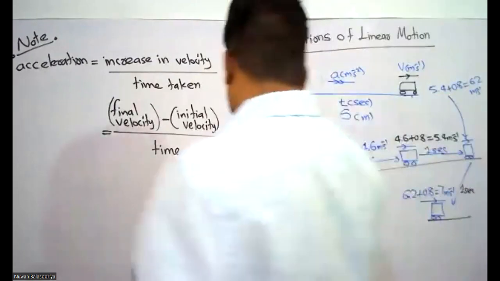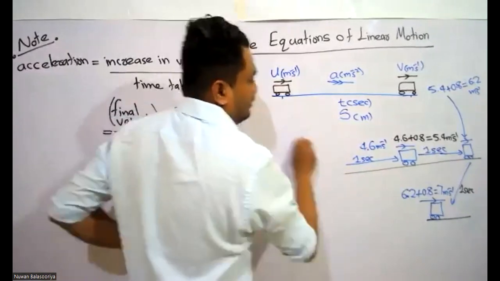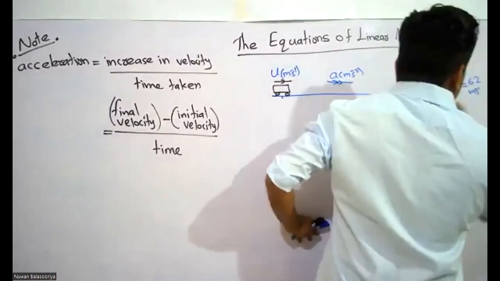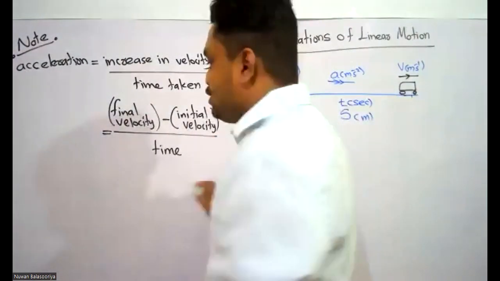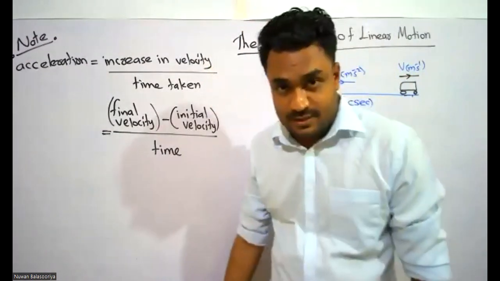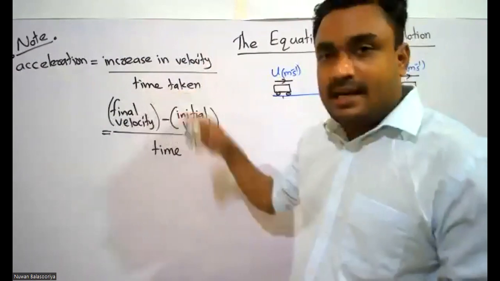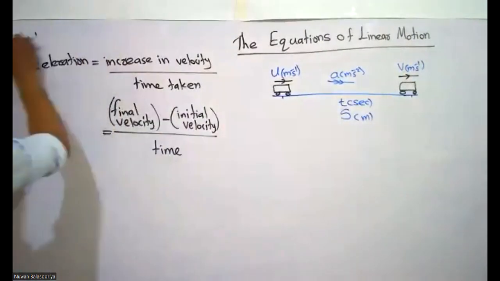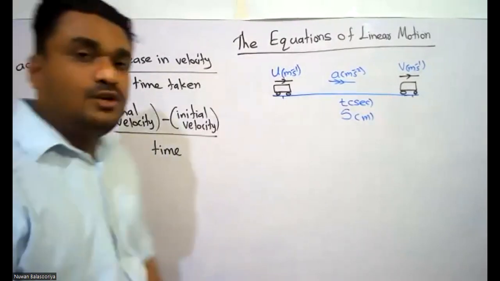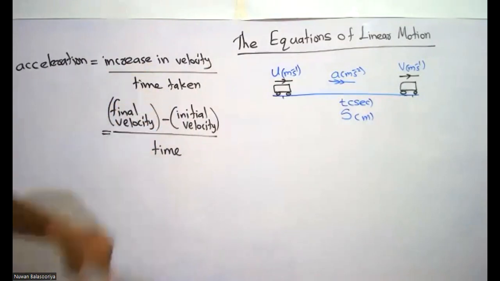Right. Now look at the board here. I am going to use your O-level equation to obtain the first linear motion equation. So that is acceleration equals increase in velocity divided by time taken. Please don't write anything, just look at the board. What is acceleration according to O-levels? Acceleration equals increase in velocity divided by time taken.